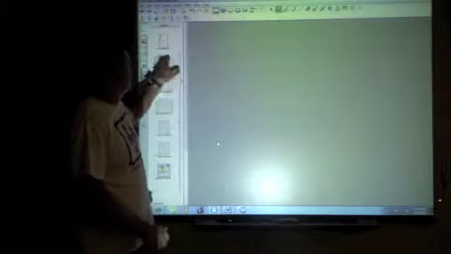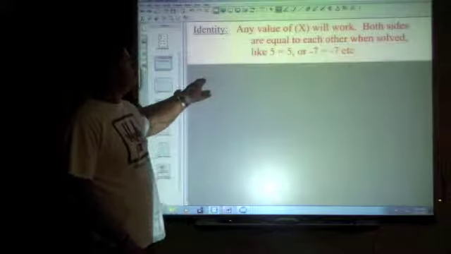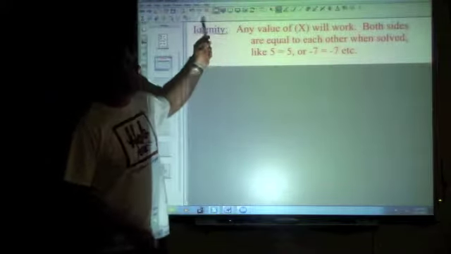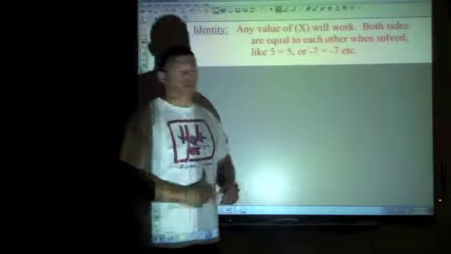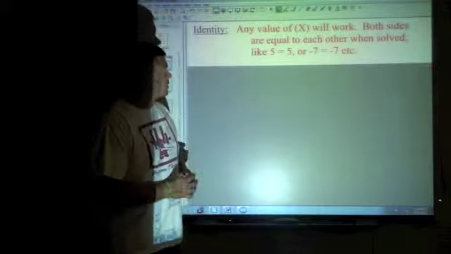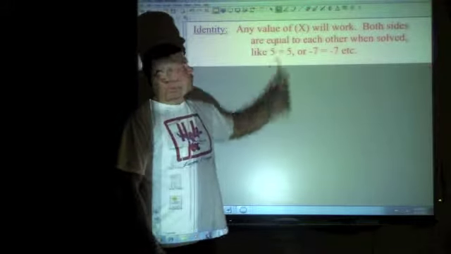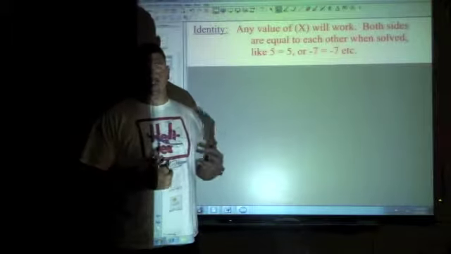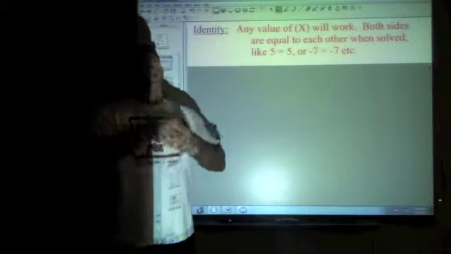So our first thing we want to think about in considering all of this is the idea of an identity. An identity is any time we have any value of x that will work. In other words, there is not just one answer, there's a whole bunch of answers. Both sides are going to be equal to each other when they're solved. We'll go through the exact same shuffling process that we've been working on. What we do to one side, we do to the other.